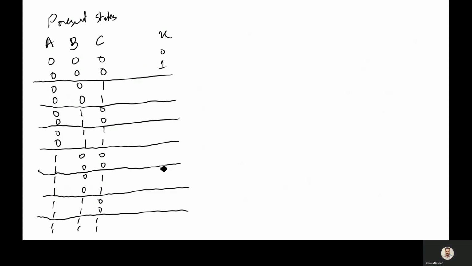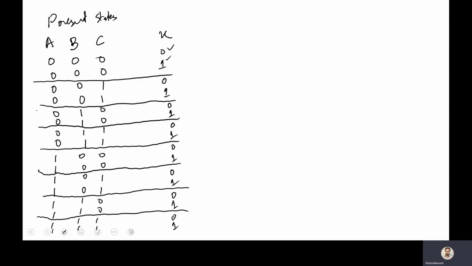Right. Okay. So now in this case, input is 0 and 1. And similarly, in this case, input can be 0 and 1, and in every one of these states, 0 and 1, right? So now we need to write the next state.